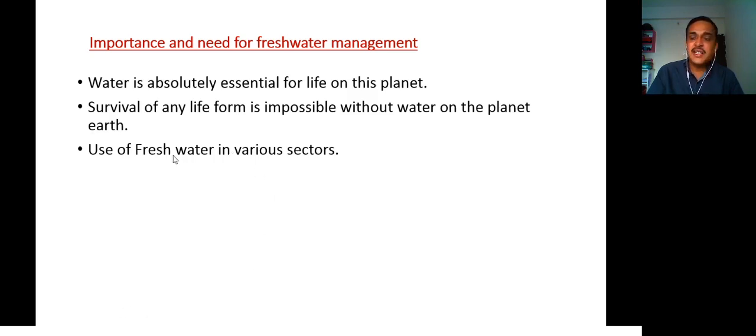Again, we use this fresh water for different types of industrial processes. It means during the manufacturing process, or in the processing of raw material for the production of different byproducts in various industries, we use water in a large amount. Then in the agricultural sector also, we use this water for irrigation, which is again important as far as agricultural production is concerned.